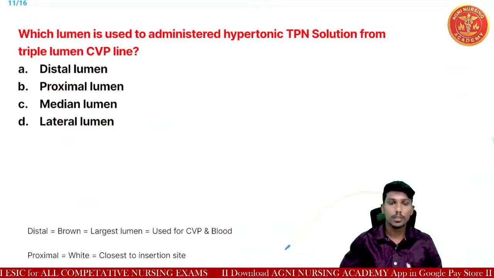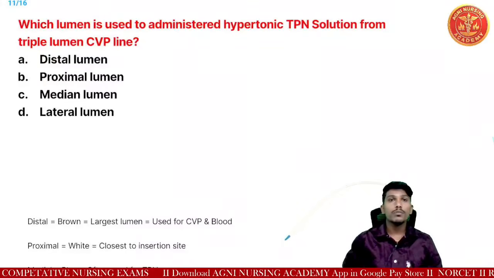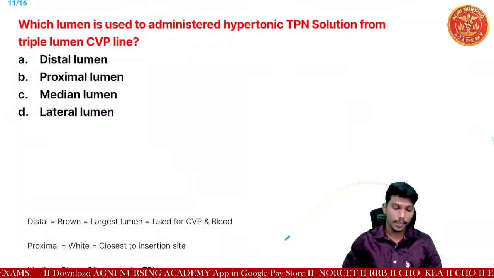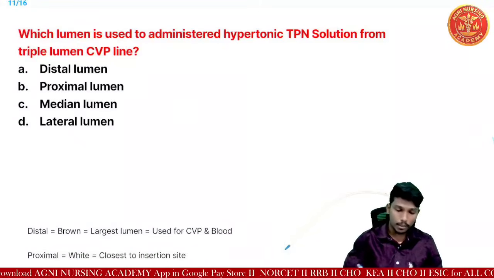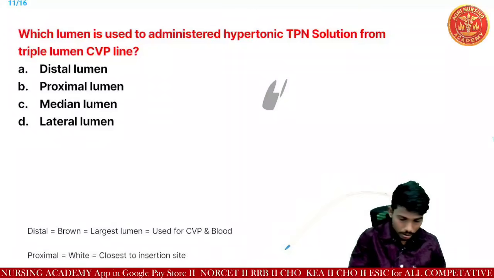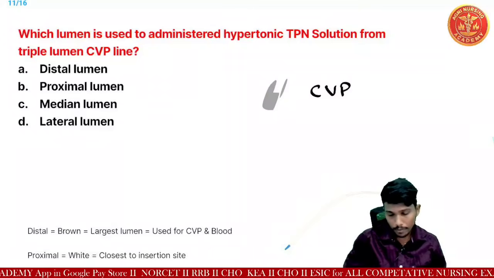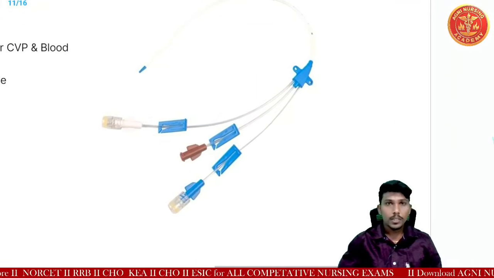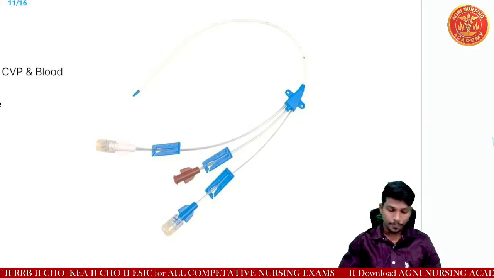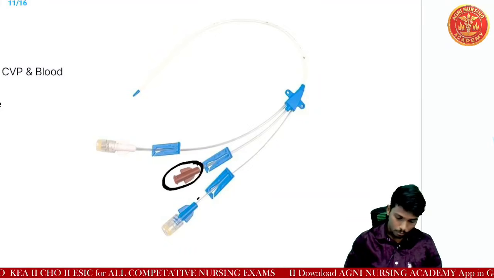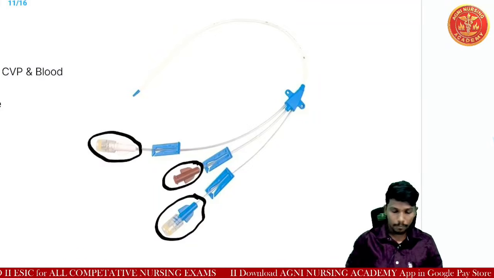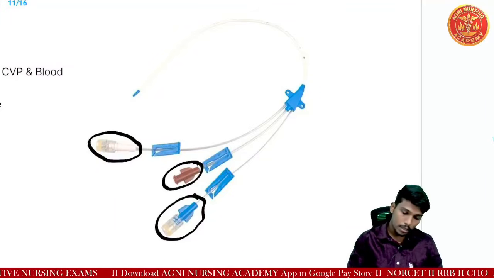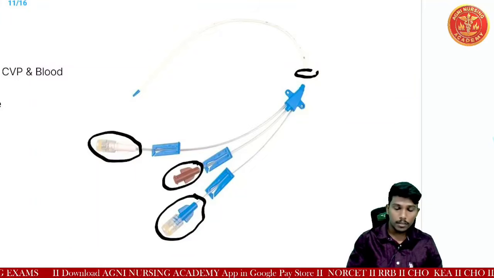Then move on to the next question, that is which lumen is used to administer the hypertonic TPN solution from a triple lumen CVP line. See, this question is on the CVP line, central venous pressure line. See in this one here you can see the CVP line. Okay, this is your CVP catheter. See, already here a brown color port is there, a blue color port is there, a white color port is there. See, in the question already triple lumen means these three lumens are there, and this is the site of insertion. Consider this is the site of insertion.